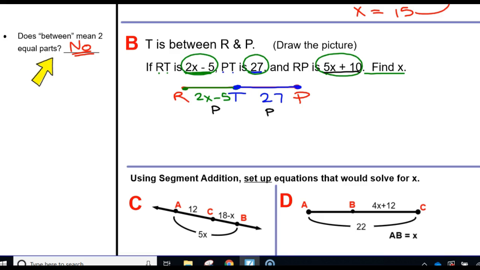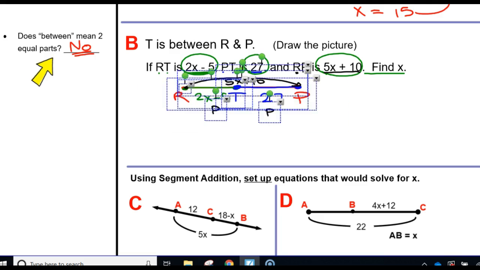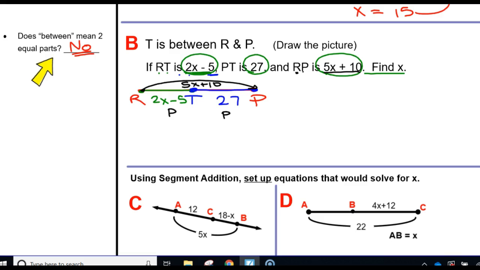Then it gives us 5x plus 10. That's R to P. From R to P is 5x plus 10. That's the whole thing. So we have two sides and the whole thing. So I'm going to slide this over just a bit, and I'm going to set up an equation. I'm going to take the part on the left, 2x minus 5, and the part on the right, the 27. I'm going to add them together, segment addition, and equal it to the whole thing, 5x plus 10.